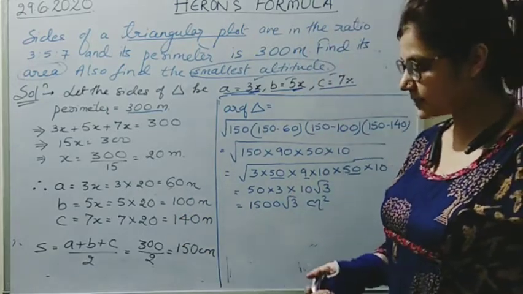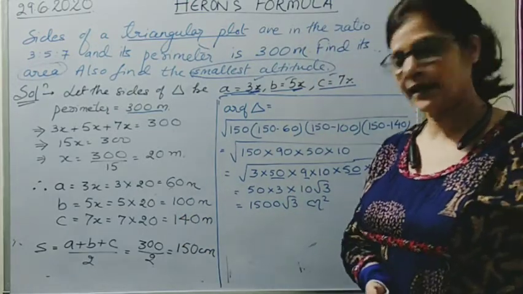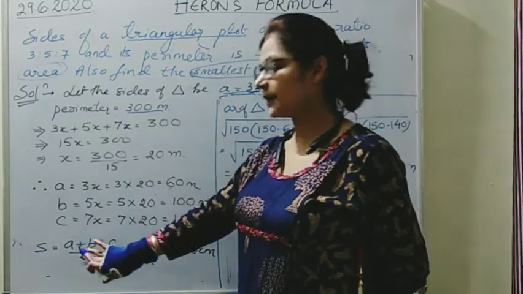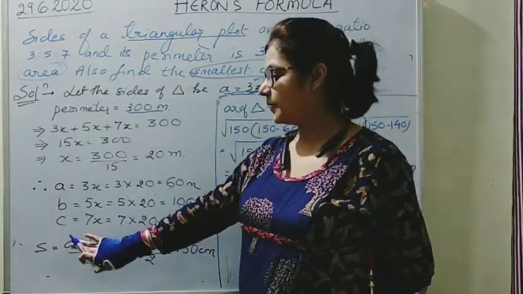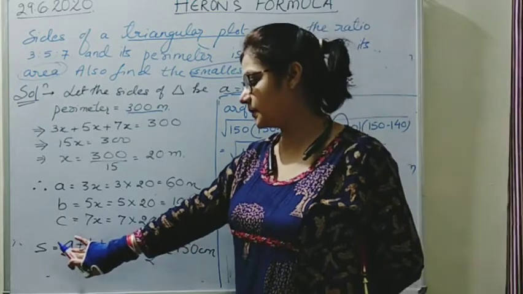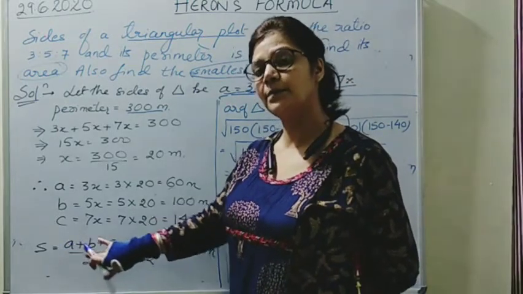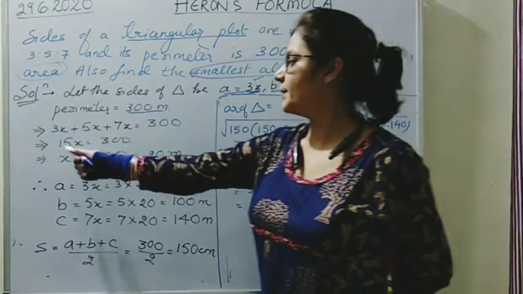Now to apply Heron's formula, we have to first find s. So what is s? s is the semi-perimeter, and semi-perimeter is a plus b plus c upon 2. Now what is the perimeter?